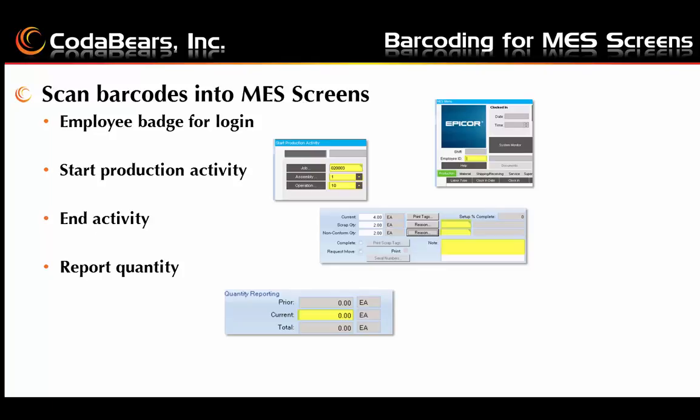You do want to make sure you have some security options in place so that nobody else can use their badge and log in for somebody else. You can also use barcodes for your start production activity screen. That's the second screenshot shown. And then your end activity and your report quantity screens. Most any field can be scanned into Epicor. Just keep in mind what labels or reports might be available to scan the input for the needed data.